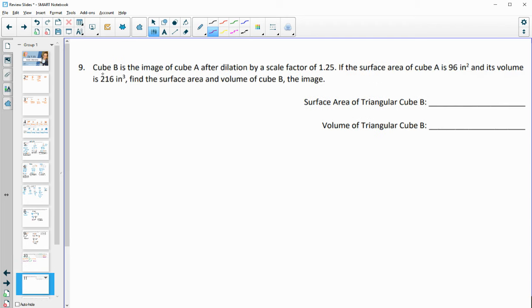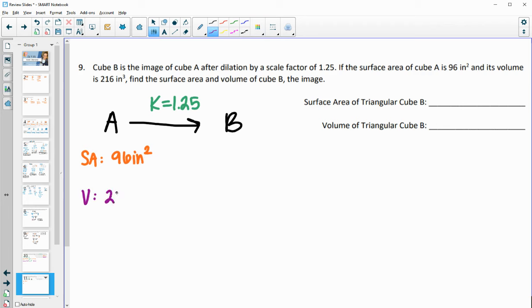Number 9 is similar. It tells us that cube B is the image of cube A. So again, we have 2 different shapes. So we have A, which is the starting one, and then B, which is the image. And this time our scale factor is 1.25. And it says if the surface area of A is 96, so we know the area here is 96 inches squared, and then that the volume of A is 216 inches cubed, find the surface area and volume of B.